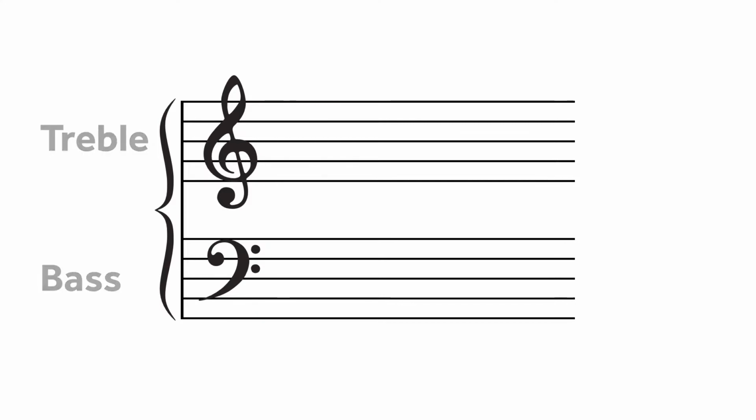The letters alternate spaces and lines on the staff. For example, on a treble staff, the second line up is a G. The next note up, which is the second space up, is an A. The third line up is a B, and so on.